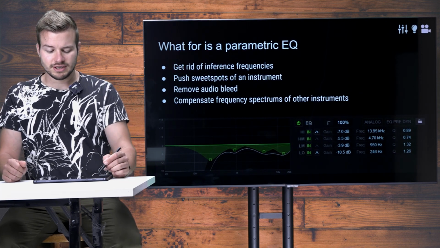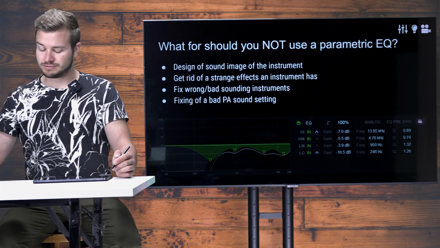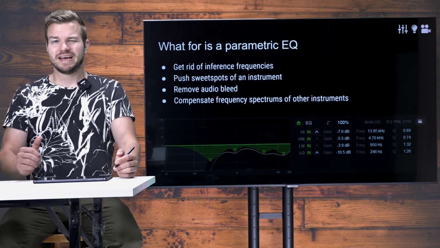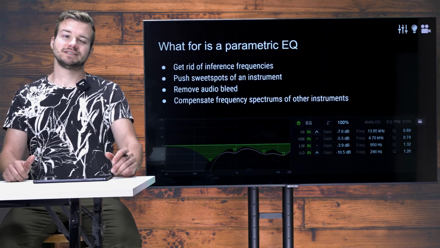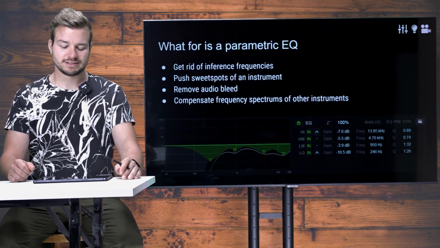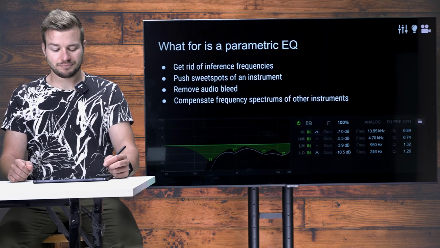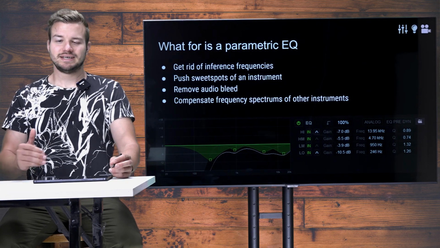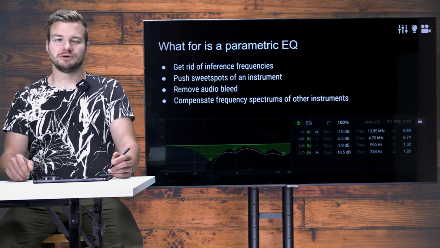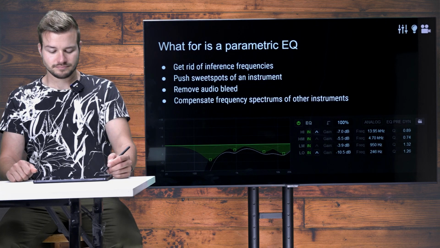Use number two is you can also push sweet spots of an instrument. Every instrument is strong in certain frequencies and every instrument is weak in certain other frequencies. So what we can use the parametric EQ for is also to push frequencies in a frequency range where they are strong.